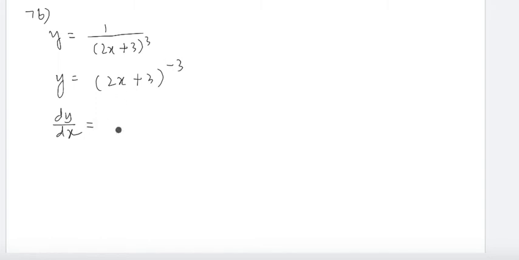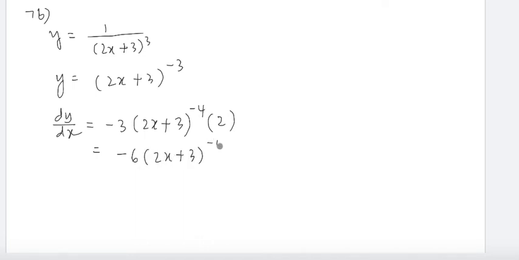dy/dx: negative 3 goes in front, this one inside I copy, negative 3 minus 1 is negative 4. Inside, this is very important, differentiate, is 2. So this one expand, negative 6. This one is power negative 4. And as I said, for the final answer don't leave a negative power. Therefore dy/dx is negative 6 over the whole thing, go down, power 4. This is your final answer.